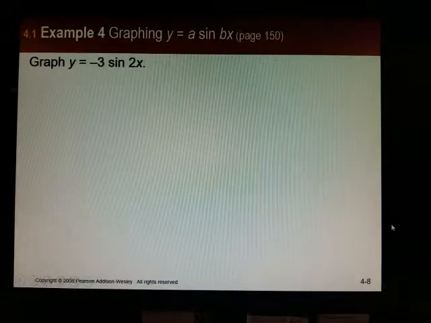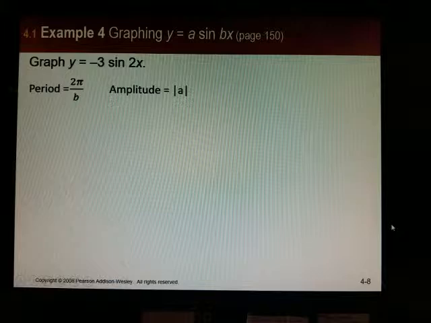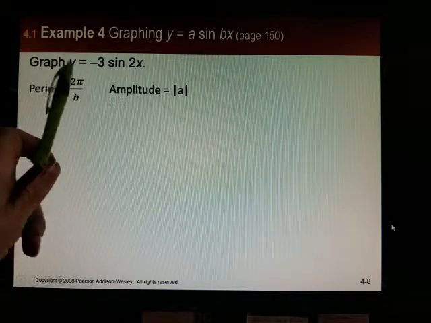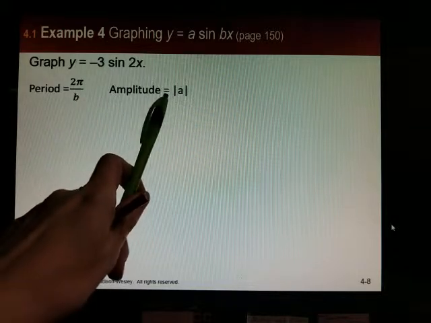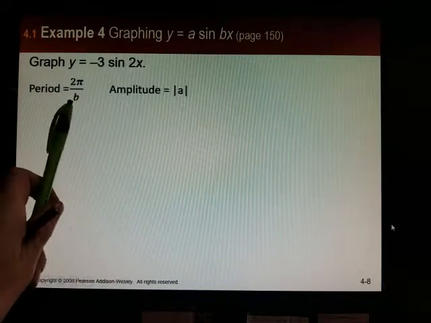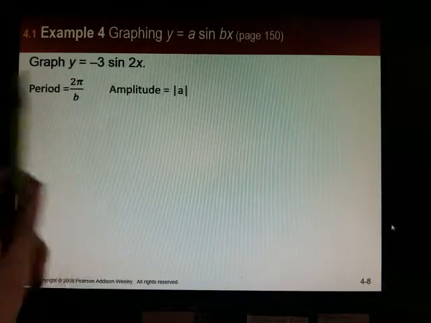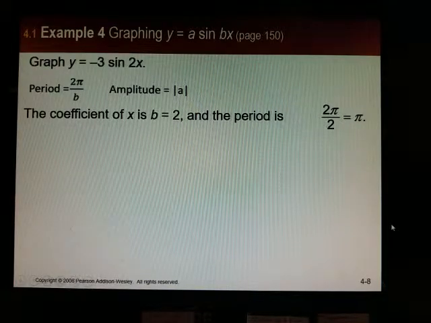So the graph of y equals -3 times the sine of 2x. So again, the amplitude would be the absolute value of the coefficient in front of the word sine or cosine. So the absolute value of -3 is 3. So the amplitude is 3 this time. The period would be 2 pi divided by 2, which would give me a period of pi.